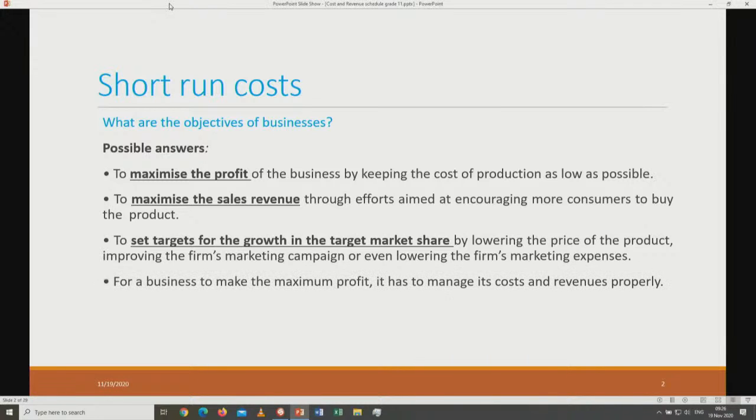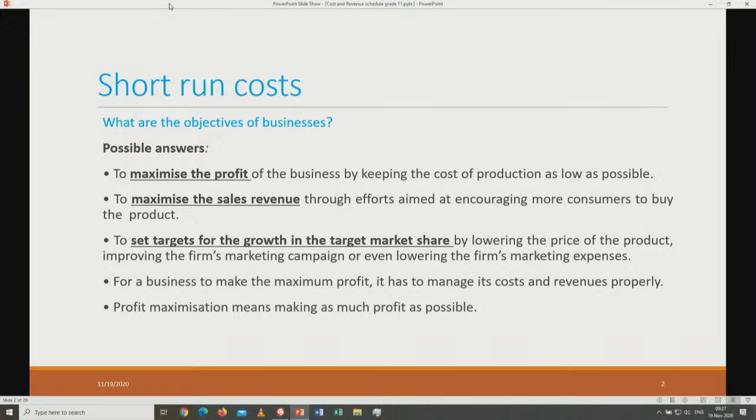But now, for any business to make maximum profit, which is the first objective there according to these objectives, to maximize profit, the business will have to manage its costs and revenue properly. We'll look at that later. So profit maximization, what it actually means, making as much profit as possible.